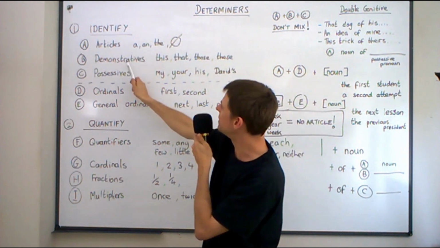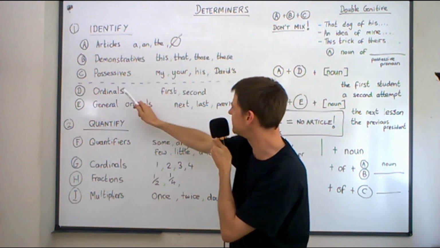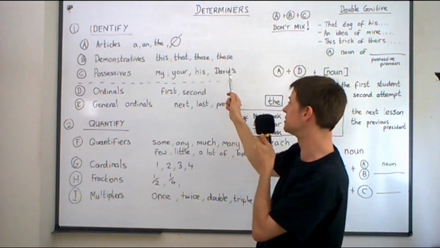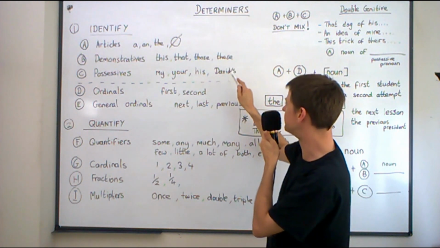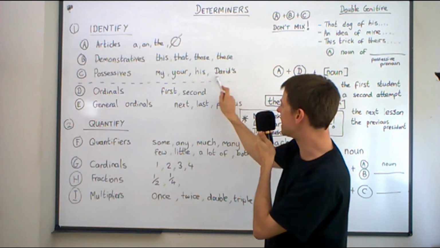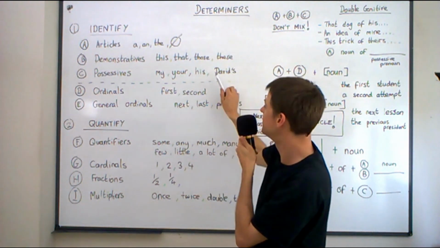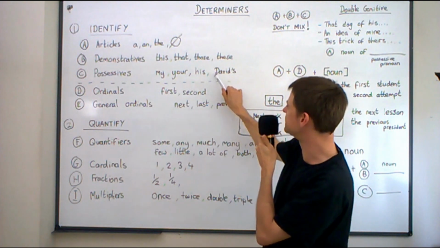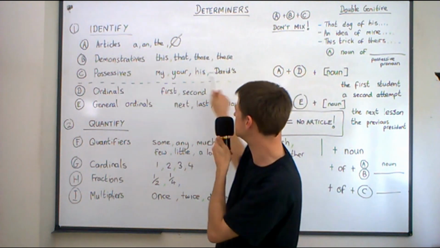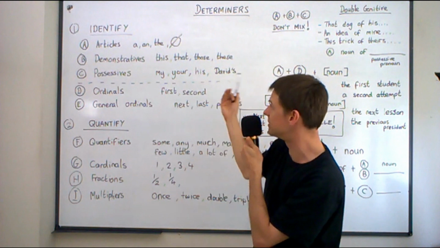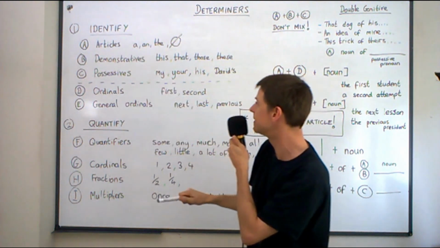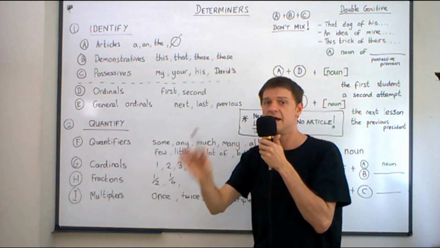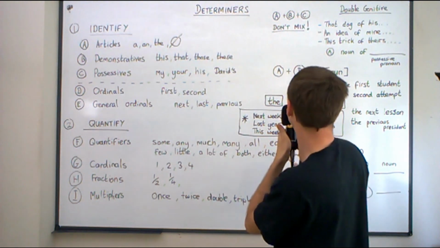So we have articles, we have demonstratives, and we have possessives: my, your, his, David's. Even a word with an apostrophe and an S, even a noun which is being used in the possessive, would be a possessive determiner. Because when you say David's passport, it's being used to tell you which passport, which one. It's being used to identify. Okay, so the first thing to remember is don't mix up A, B and C. That should help your articles, okay?